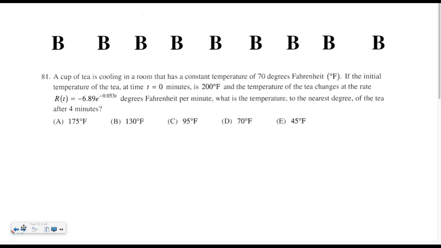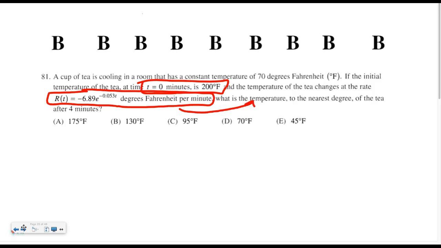So the next one up, you always get a question like this where you're given a rate. There's usually something there at the beginning, so you need a starting amount, but this is a cup of tea cooling in a room that has a constant temperature of 70 degrees. The initial temperature of the tea is 200. That's important because then they're going to give you some rate at which it's changing. And here it is. The rate that the tea is changing is given by R of t degrees per minute. What is the temperature? So I need to go from degrees per minute back to temperature after 4 minutes.